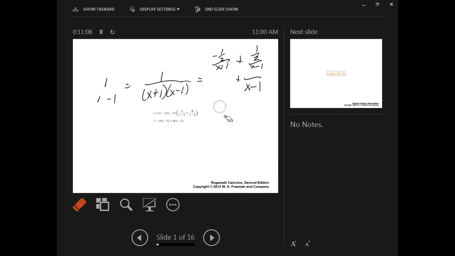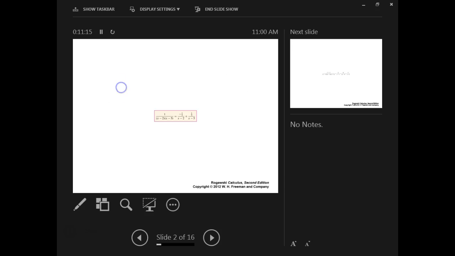Sorry about this small screen. That's the only disadvantage. This computer has even a smaller screen than my computer did. Okay.